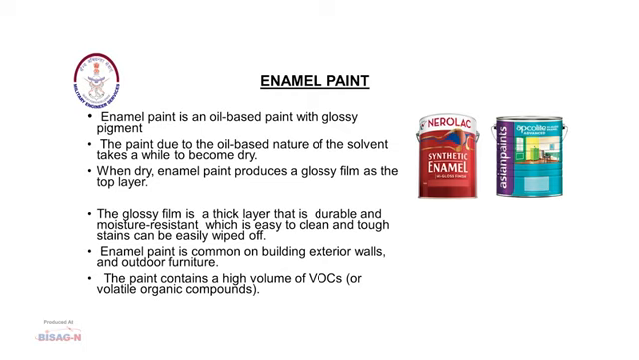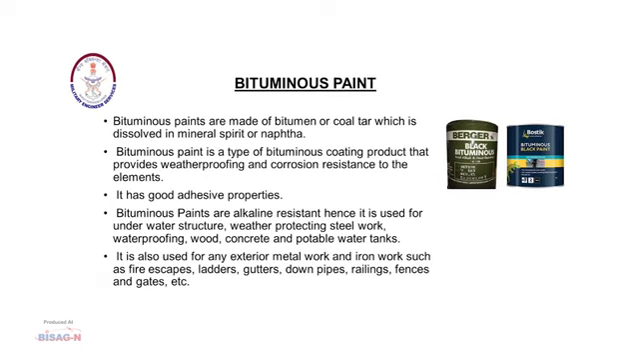Enamel paint is common on building exterior walls and outdoor furniture. This is because the paint's glossy layer makes it thrive in harsh conditions. The paint contains a high volume of VOCs and paint chemicals that release an offensive odor when exposed to high temperature.